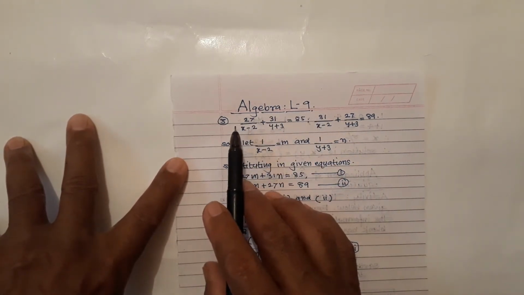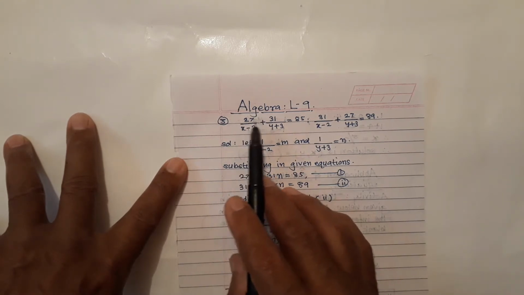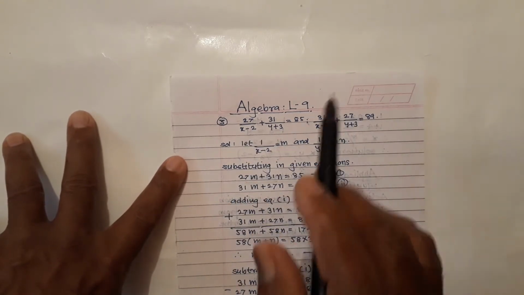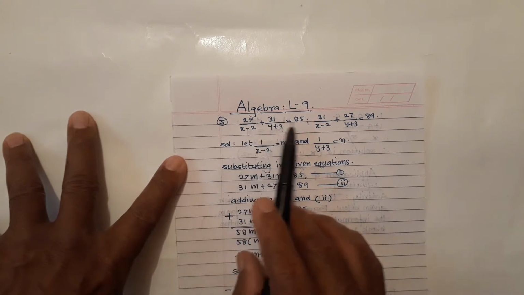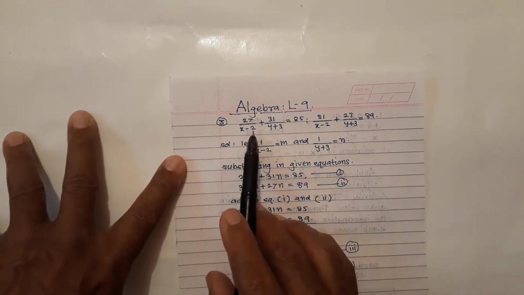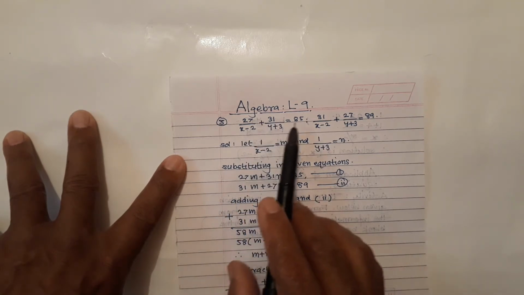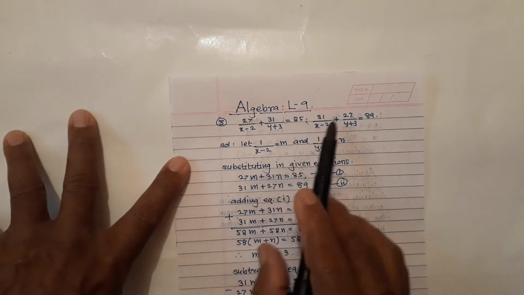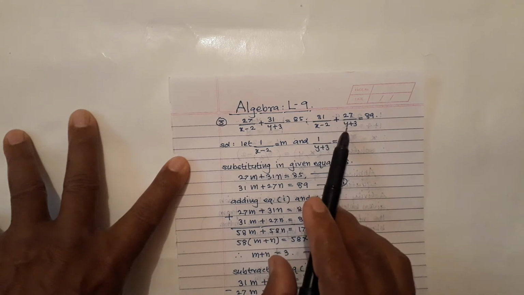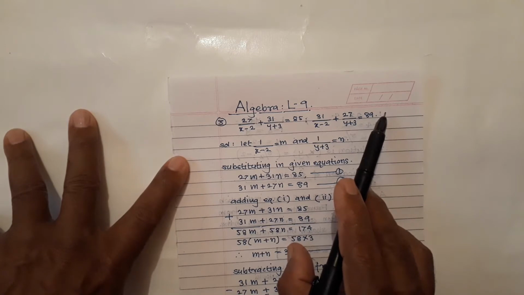In this lecture I am going to explain one more very important example. Okay, now try to understand. The example is given in this way. Two equations are 27 upon x minus 2 plus 31 upon y plus 3 is equal to 85, and 31 upon x minus 2 plus 27 upon y plus 3 is equal to 89.